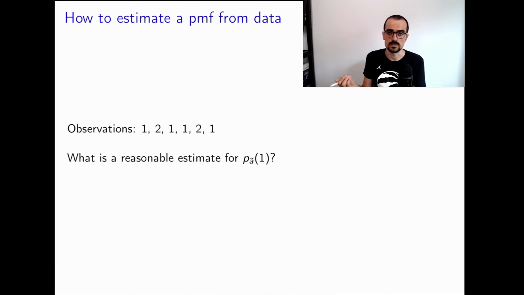I would argue that a reasonable value is, first we need to ask ourselves, what does the value of the PMF at 1 represent? It's the probability that the random variable equals 1, right? So it makes sense to use the empirical probability that the random variable equals 1 to estimate that quantity. In this case, we have 4 data points out of 6 where this uncertain quantity equals 1. So a reasonable estimate for that value of the PMF is 2/3.